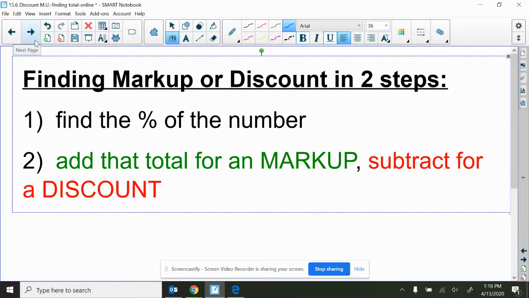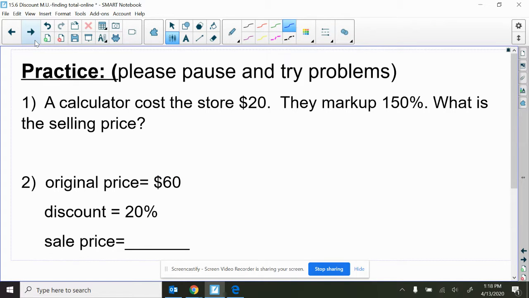So here's a couple for you to try. Let me just stop the recording here for a second and see if you can solve these, and then I'll come on and do that. First one is telling you there's a markup of 150%. Second one's set up a little bit differently, but it tells you the original price, the discount, and then asks for the sales price. So pause.